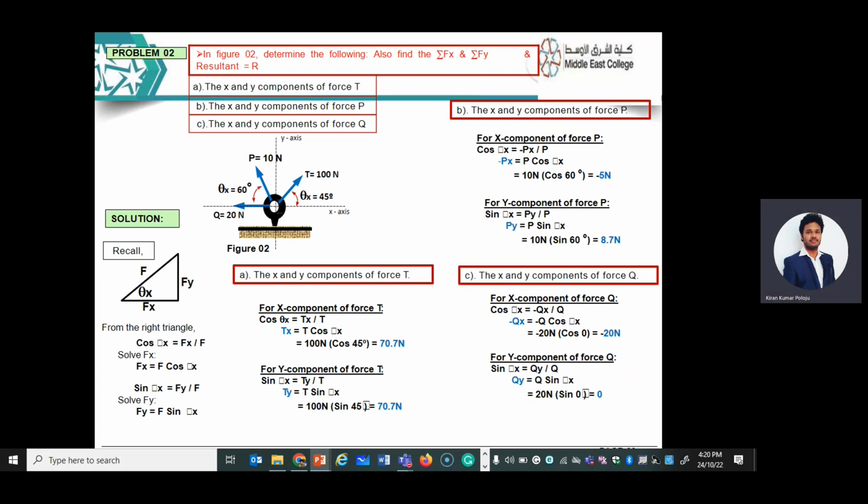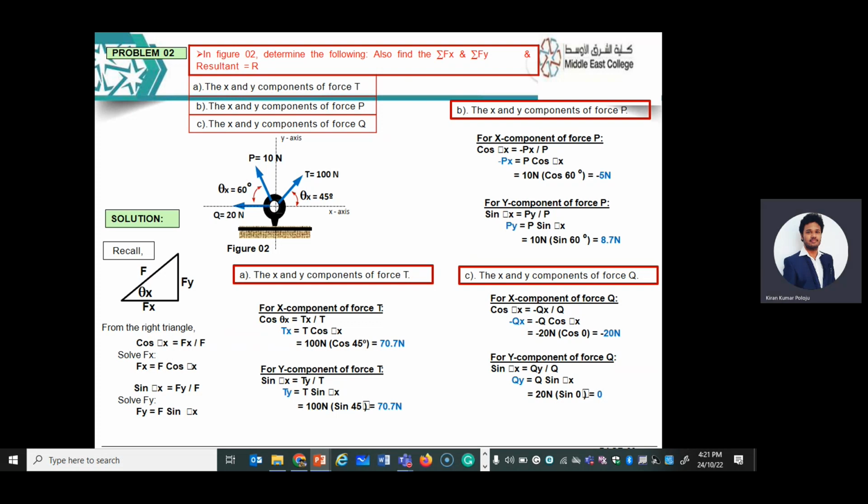So for this, the first thing you should remember: horizontal means cos theta and vertical means sin theta. Now, here in the question, it is clearly asked to determine X and Y components of force T. It means for each force, you have to calculate in the X direction and Y direction. So for the X direction, what is the formula? Cos theta. For the Y direction, sin theta.